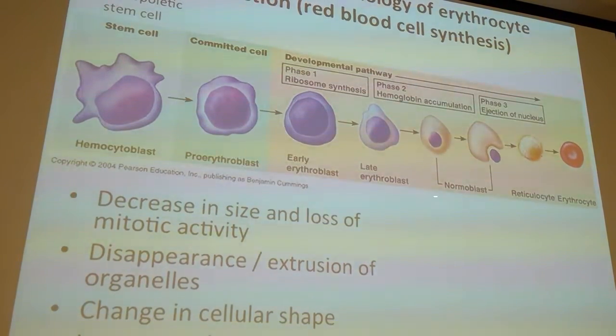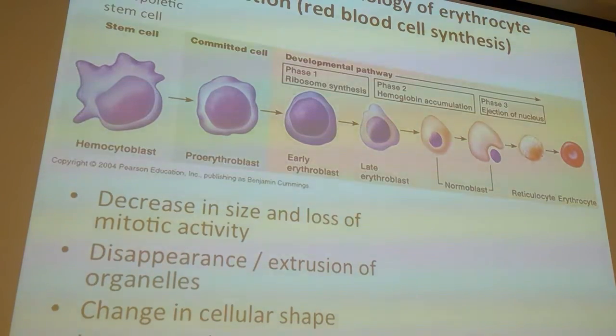As we move into the late erythroblast and the normoblast stages, we're going to have extensive continued production of hemoglobin, and this is going to become really dense. Remember, it has hundreds of millions of hemoglobin protein molecules packed into the cytoplasm of this tiny cell.